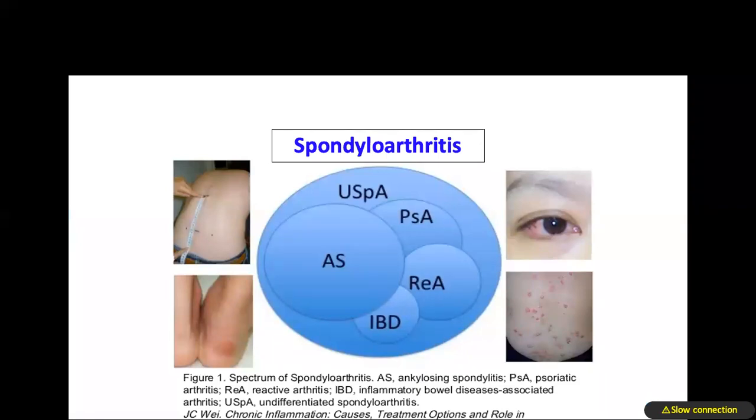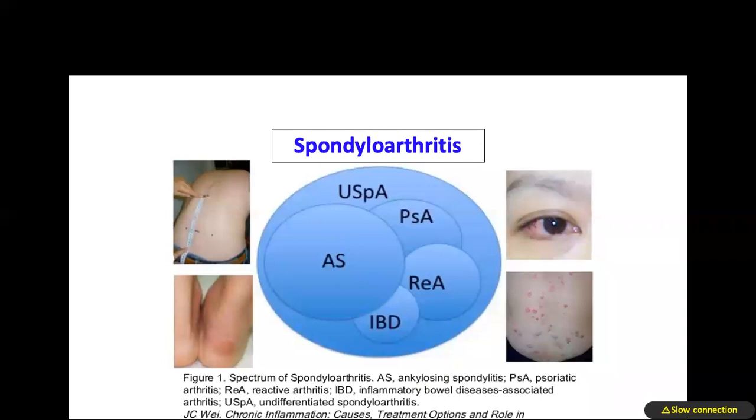Spondyloarthritis is a multiple spectrum disease. You get ankylosing spondylitis, psoriatic arthritis, reactive arthritis, inflammatory bowel disease, and uveitis. So it's a complex group of conditions.